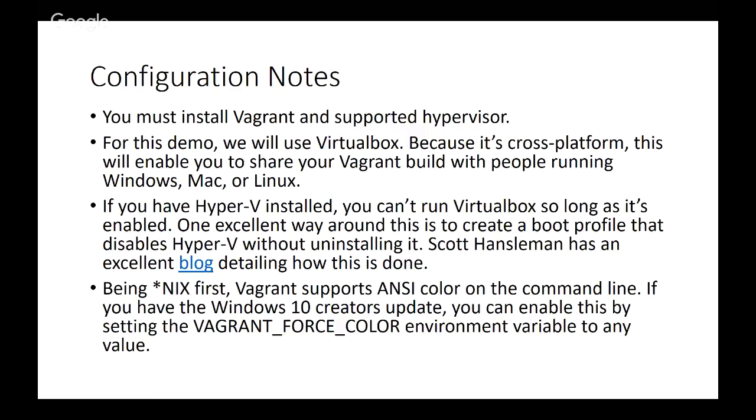Another quick note: Vagrant supports colors on the command line. So when all that text is flying by, it can be in different shades of gray and occasional green. It's nice when you're spending a lot of time there. If you have the Windows 10 Creators Update, you just need to add an environment variable, VAGRANT_FORCE_COLOR, and it'll turn all that on for you. So really, that's all the slides. Now it's all demo from here.